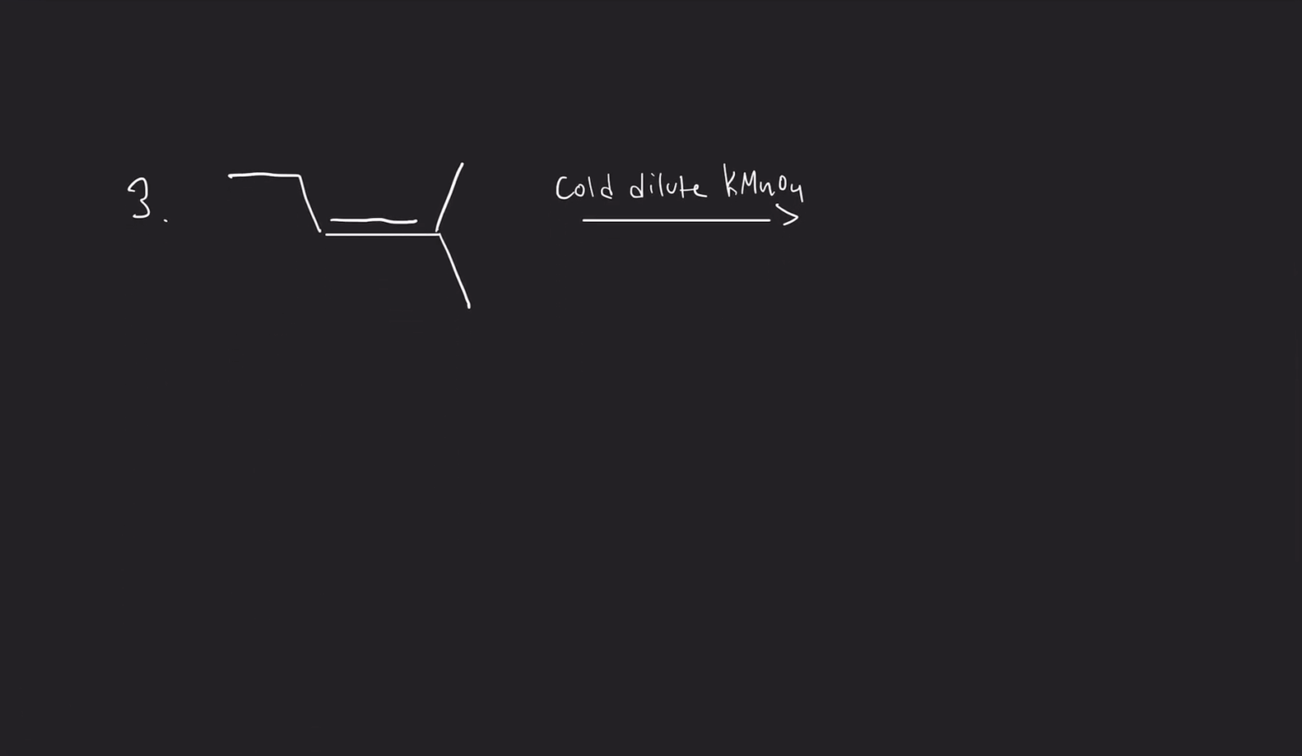All right, next example. I have cold dilute KMnO4, and once again, this is for your syn diol. And if we look at this molecule from the bottom, I'm going to have this methyl group coming on a dash, going away from me, sorry. And then methyl right there on a wedge. And our ethyl looks like that. All right, and once we do this, we're going to get the syn diol once again. And so our final product will look something like this.